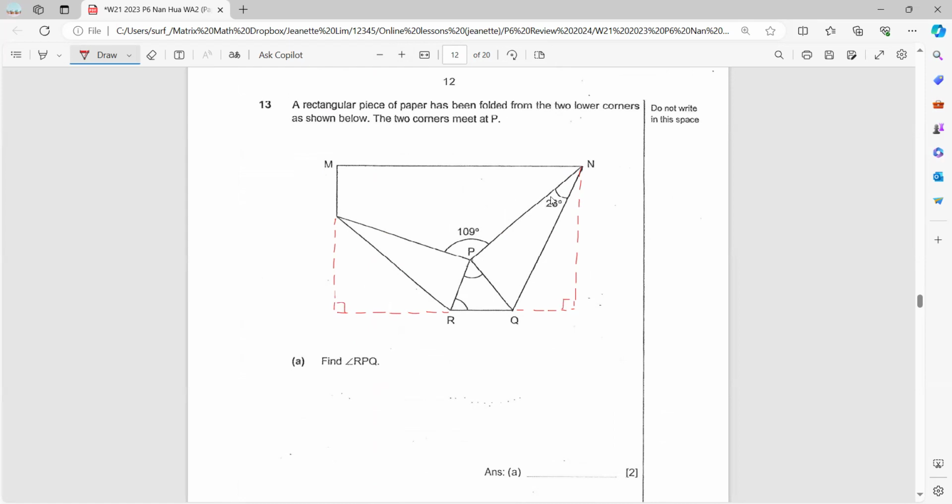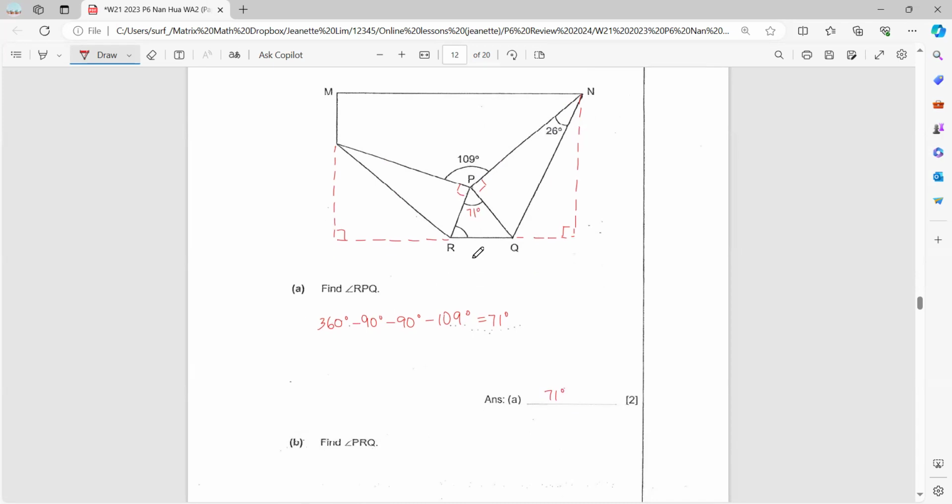So right angles here, which means that this angle here is also right angle. Okay, because when you fold it up, technically this angle here is over here, this angle is over here. So 290 degrees. Find RPQ. RPQ, okay, this angle here. Then this is 360 minus 90, minus 90, minus 109. Which is 71. Okay, this is 71.